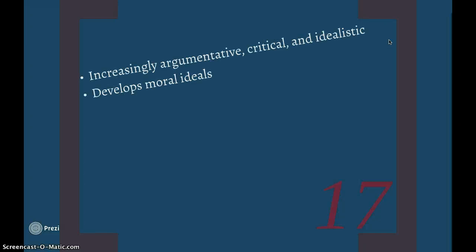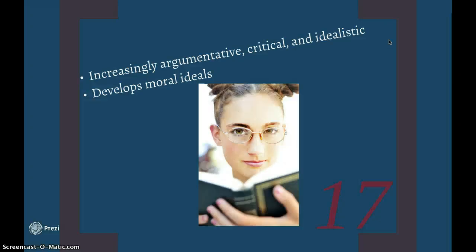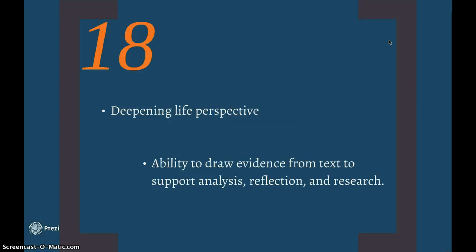By 17, students typically are able to determine or clarify the meaning of multiple meaning words and phrases, and they participate in collaborative discussion. And finally, by 18 years old, students are able to respond thoughtfully to diverse perspectives. They're also developing a deepening life perspective, and they have an ability to draw evidence from text to support analysis, reflection, and research.